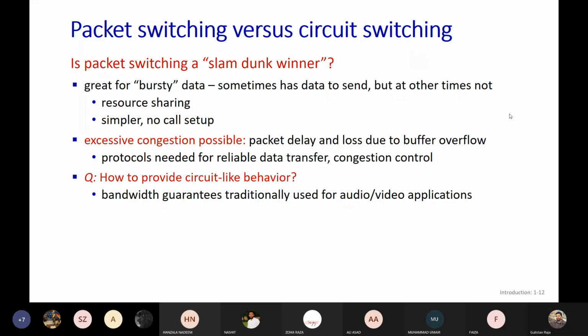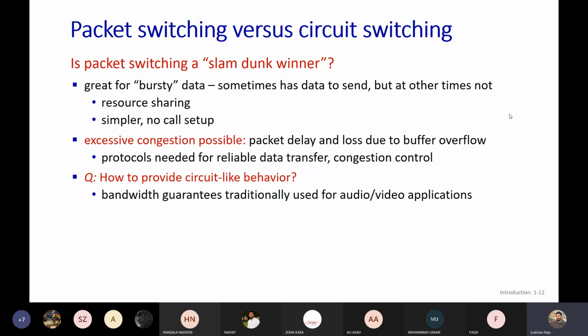Because the benefits are like this, that resource sharing is done, and it is simpler because there is no call setup. There is no reservation of resources, so it's simpler. But the disadvantage is that congestion is possible. Excessive congestion is possible. There may be packet delay and loss due to buffer overflow. Recall this. Therefore, additional protocols are needed to have reliable data transfer and congestion control. We'll study these reliable data transfer methods. So this is what we have, the plus and disadvantage of packet switching.